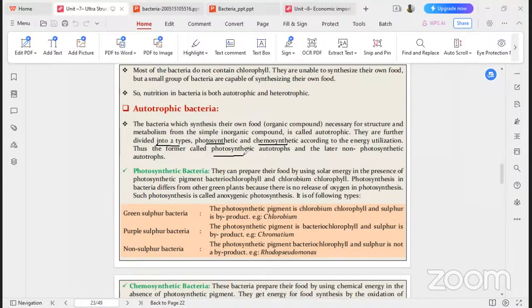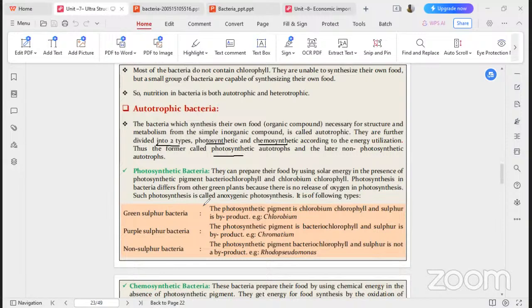In photosynthesis, what happens actually? It absorbs carbon dioxide and water, releases oxygen, and also synthesizes carbohydrates. Here also, the bacteria absorb solar energy in the presence of photosynthetic pigment.